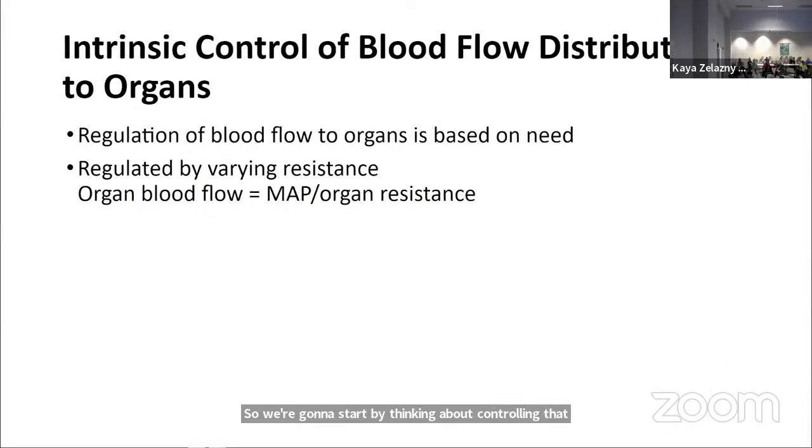So we're going to begin by thinking about intrinsic control. Intrinsic means inside, so we're thinking about local factors, things happening right next to the arteriole. We're not thinking about nerves, hormones, or anything coming from outside. We're thinking about stuff that's just right there where we are.